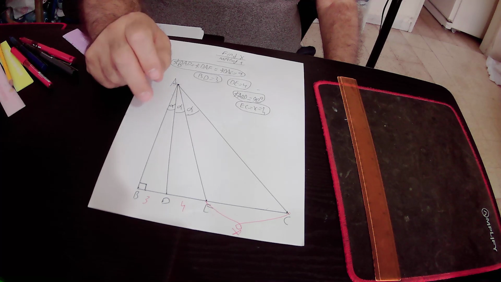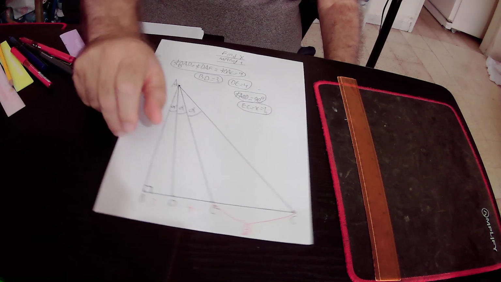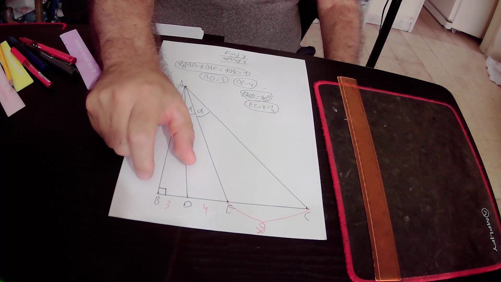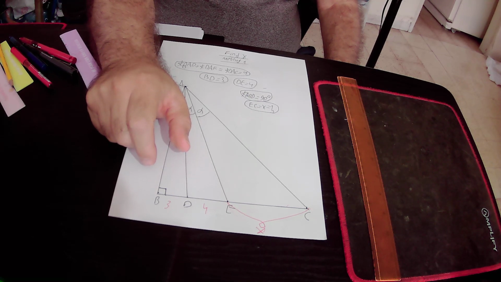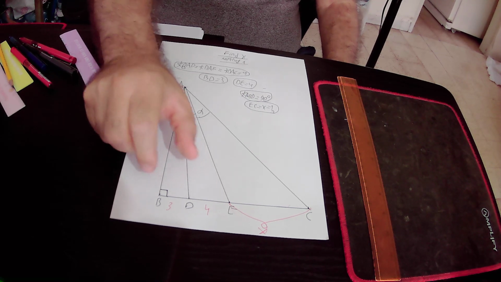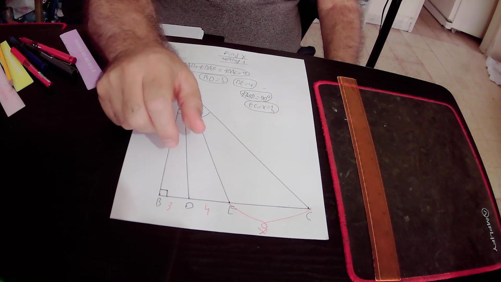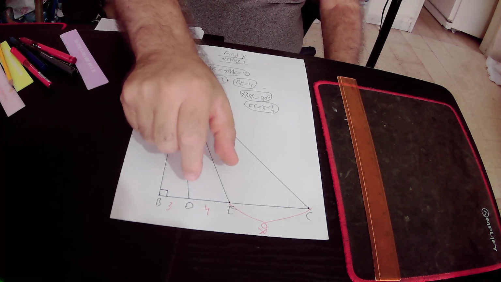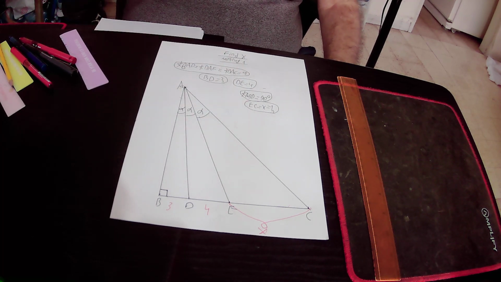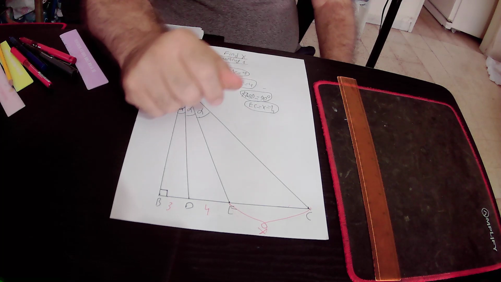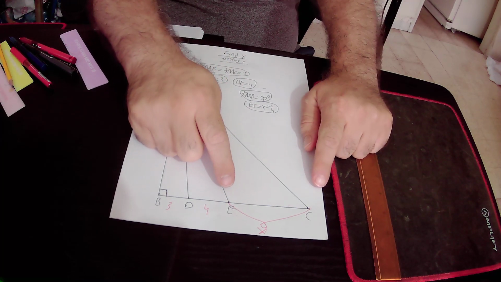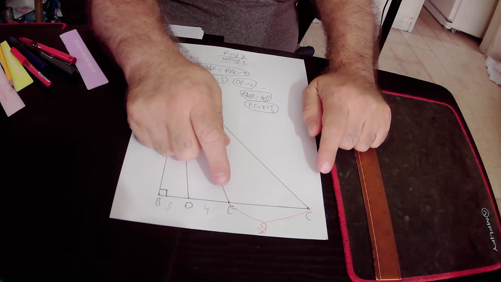We also know that line segment BD equals 3 units, DE equals 4 units, and we want to find the value of EC, which equals x.